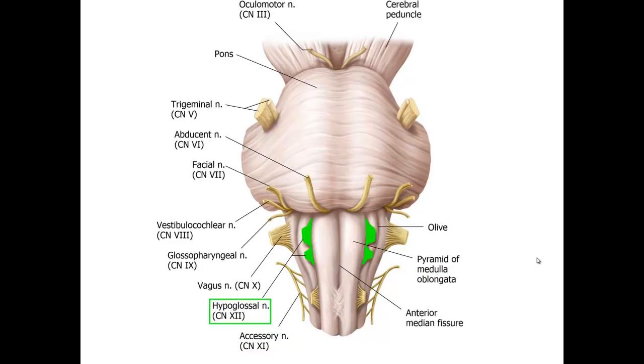Our last nerve we're going to talk about is the hypoglossal nerve. So the hypoglossal nerve, seen here highlighted in green, is coming out between our medullary pyramids and our medullary olive. So our vagus nerve is lateral to that olive, but our hypoglossal nerve is actually medial to the medullary olive. And as far as the function of the hypoglossal nerve, it's responsible for the movements of the tongue.